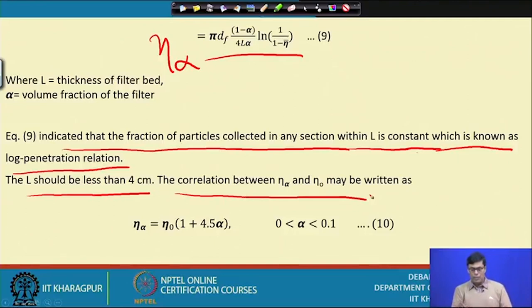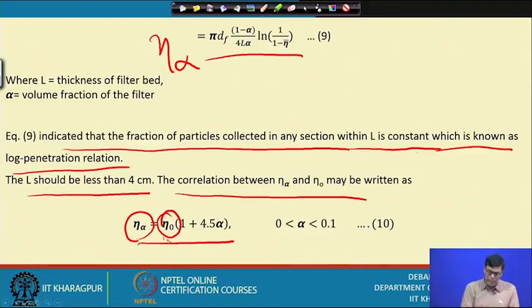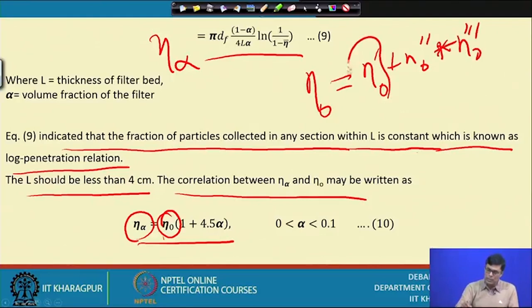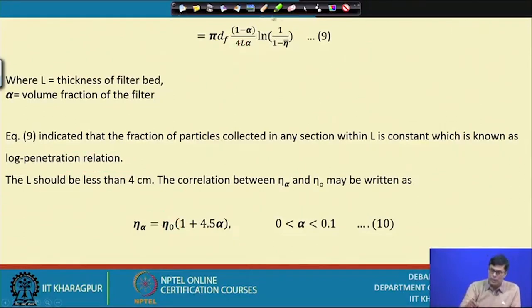The correlation between eta alpha and eta 0 is like this. The eta alpha is the single fiber efficiency, and eta 0 is the overall collection efficiency. If you use the normal theoretical procedure, eta 0 is eta 1 dash plus eta 2 dash plus eta 3 dash. So, one is the inertial impaction, one is the interception and diffusion. But here, if you use this correlation between eta alpha and eta 0, if you know the eta 0 value, we can easily calculate the eta alpha value, and if you know the eta alpha value, we can easily find out L, the thickness of the air filter. We can design like this.